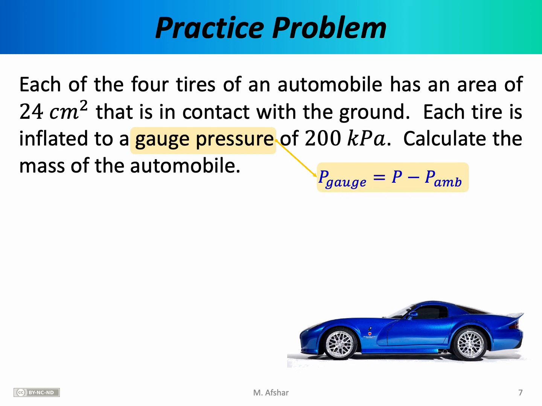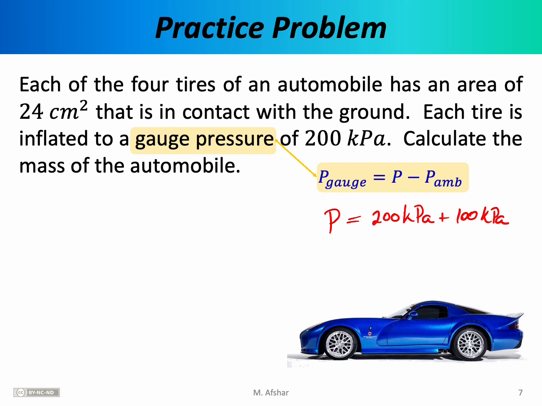If we were to actually measure the absolute pressure inside the tires, we would find that the pressure of the air inside the tires is really equal to the gauge pressure, which is 200 kilopascals, plus the ambient pressure, which, if we assume that's about 1 atmosphere, ends up being approximately 100 kilopascals. So the actual pressure, or the absolute pressure inside the tires, is approximately 300 kilopascals.